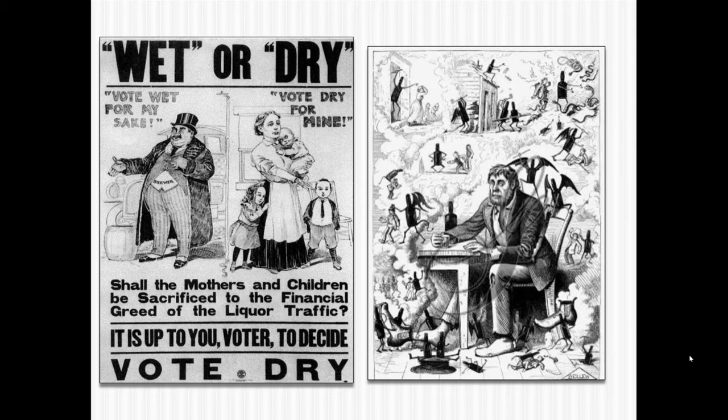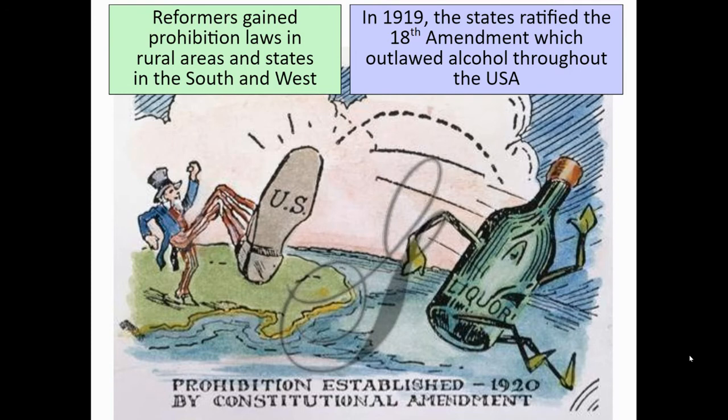And it will be at the tail end of the progressive era that we will see the 18th Amendment brought in. And we will talk a lot more about prohibition once we get to the 1920s as well. So some of this is going to overlap here, and you'll see it again. But reformers gained prohibition laws in rural areas and states in the South and West, and eventually it spread to the entire country, and it will last from 1920 to 1933.